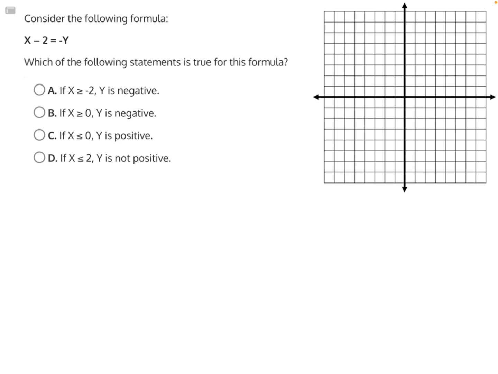Consider the following formula. Which of the following statements is true for this formula? To solve this question, we're going to need to graph. And to graph, let's find our intercepts, starting with our x-intercept, or when y equals 0.